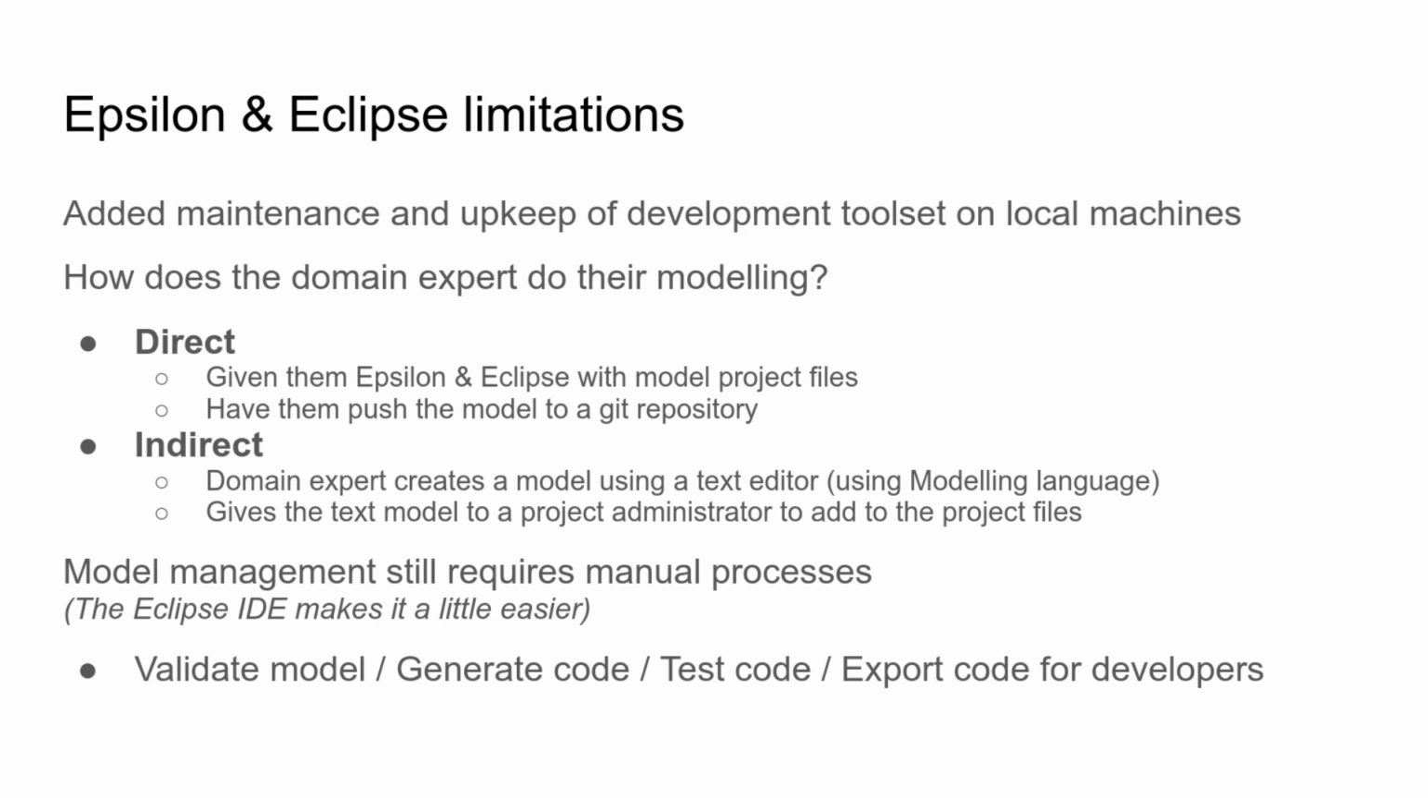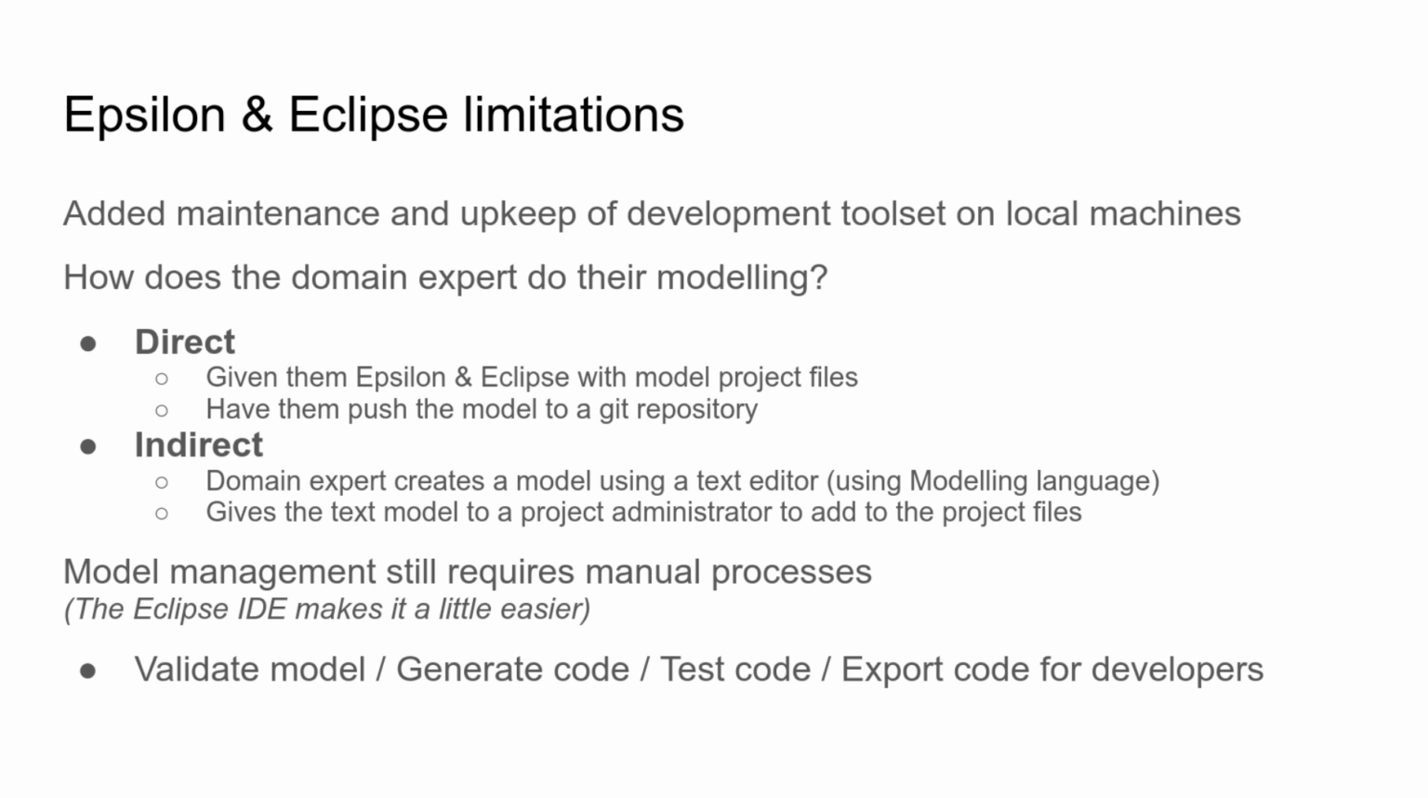So we give a notation, our modeling language, to our experts, who then simply write it up in a text editor, or possibly even a Word document. They then push that back to our project administration team, who then upload it into the Git repository and proceed to update the models with the changes.